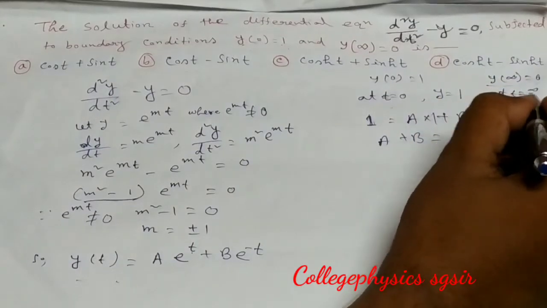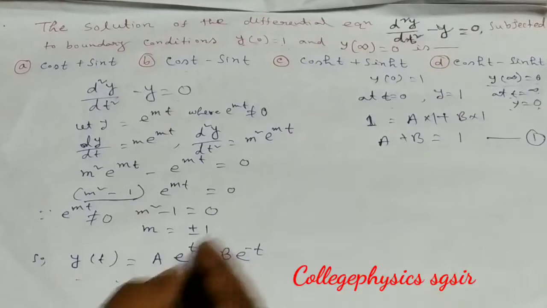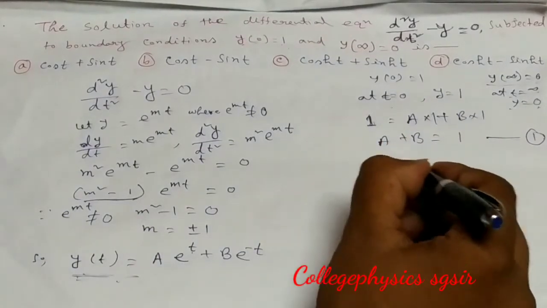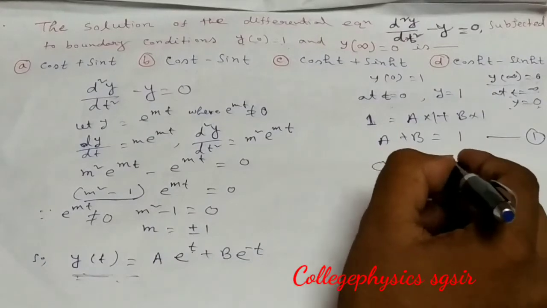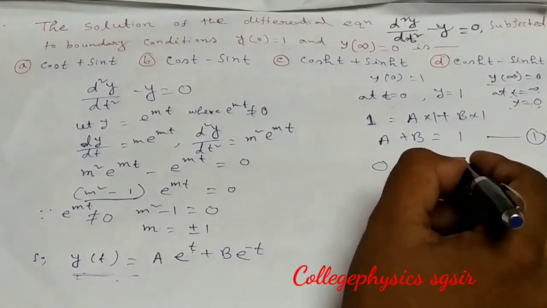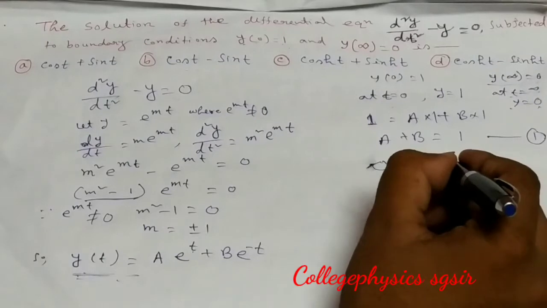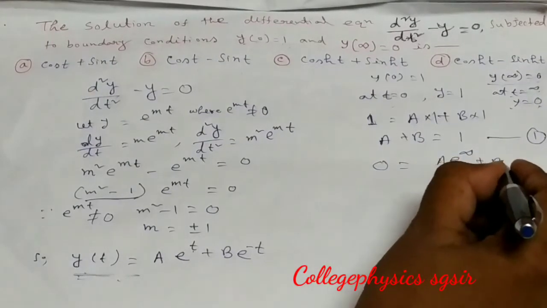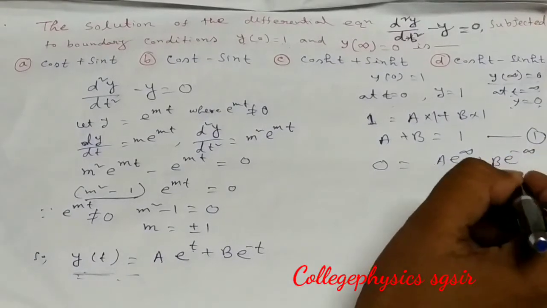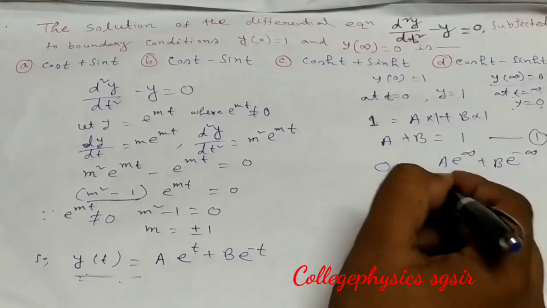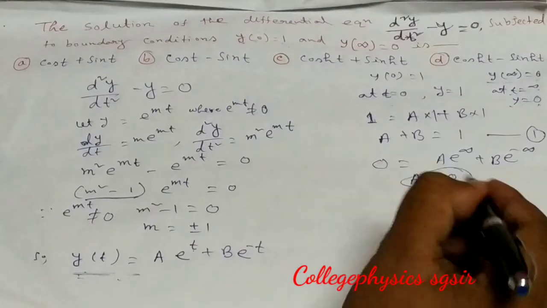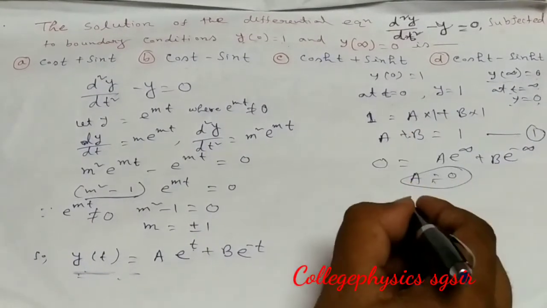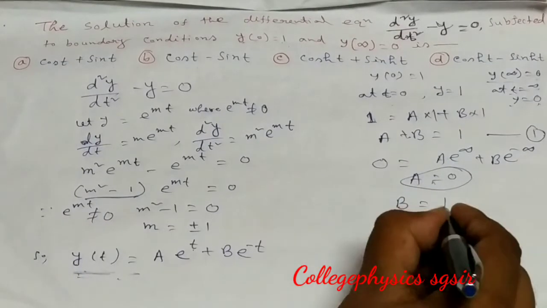And also we put the second condition, y(infinity) equal to 0, that means at t equal to infinity y is equal to 0. So if we put this value in this equation, y is equal to 0 is equal to a e to the power infinity plus b e to the power minus infinity. 1 by infinity means this is equal to 0, so we get a is equal to 0. So if we put this value in this equation, we get b is equal to 1.